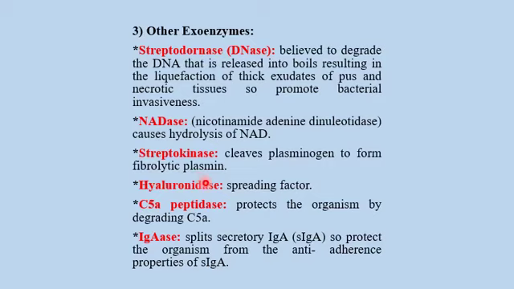Hyaluronidase, we spoke about it before, is a spreading factor. It breaks down hyaluronic acid, causing lysis of the hyaluronic acid present in the connective tissue, so it helps spread the organism in the tissues. Complement C5a peptidase protects the organism by degrading complement C5a. Immunoglobulin A proteases: the suffix -ase means to destroy or cause lysis. So immunoglobulin A protease splits secretory immunoglobulin A, protecting the organism from the anti-adherence properties of secretory immunoglobulin A. It can get rid of this immunoglobulin by destroying it, so the bacteria can adhere.